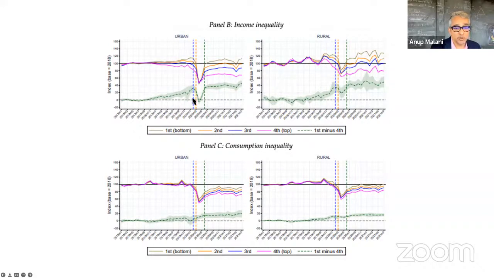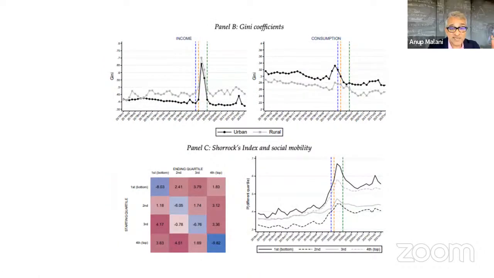The pandemic starts at the blue line, and you see that inequality, this green line, is 1 minus 4 rather than 4 minus 1 in terms of quartile. So inequality is starting to decline. We're getting progressive changes with this green line that starts in 2018. You can see that also in consumption, but you can break that down into parts.